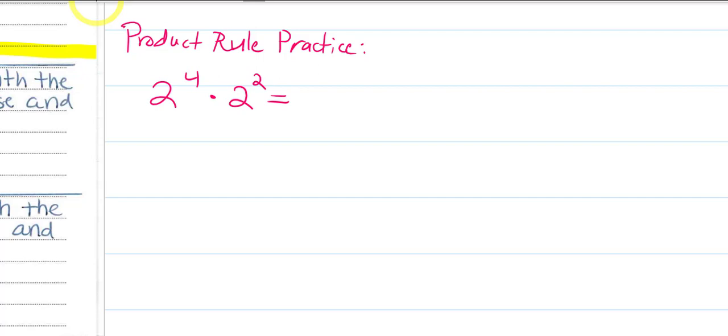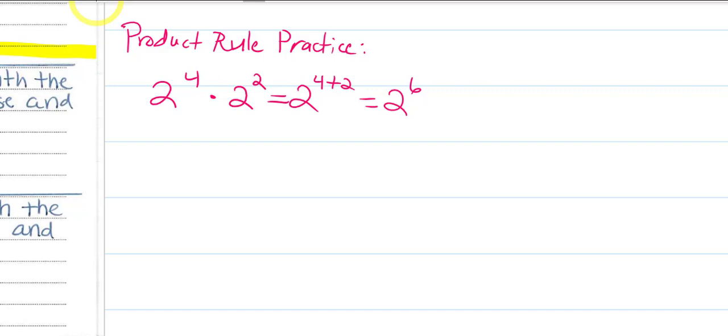Okay, so if you paused this, knowing that we have multiplication here and our bases are the same, all I need to do is keep the same base of 2 and add 4 plus 2. That's going to give me 2 to the 6th. Okay, let's try another one.